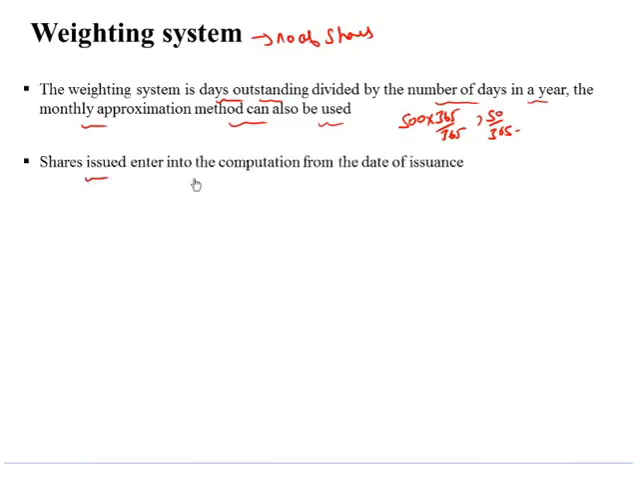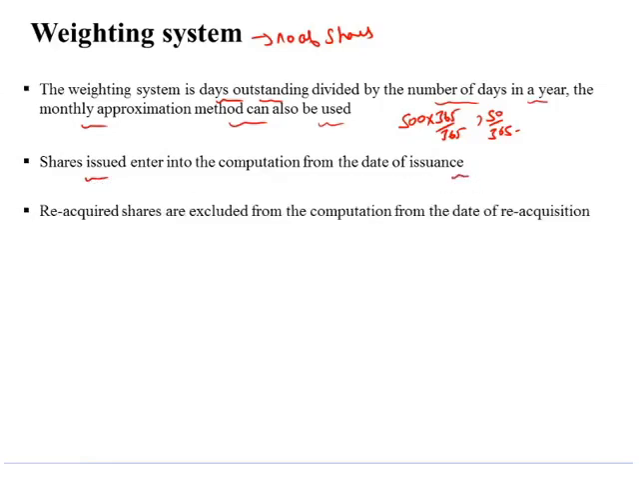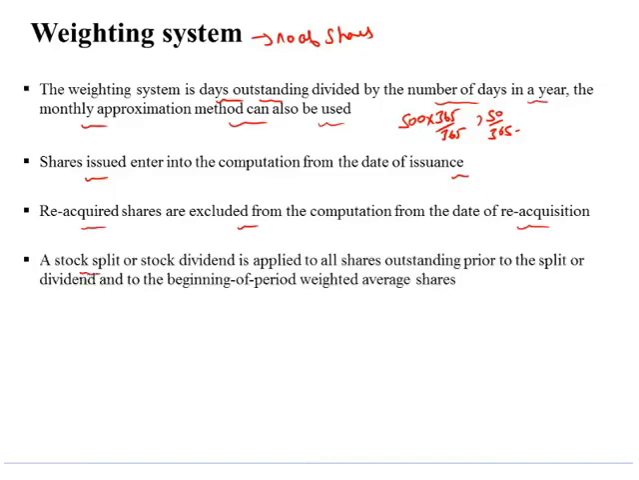New shares issued would enter into the computation from the date of issuance. Any shares that were reacquired will be excluded from the calculation from the date that they were reacquired. Please note, these are not stock splits or stock mergers or stock dividends. Any stock split or stock dividend will be applied immediately to all shares outstanding prior to the split or the dividend, including the beginning of period weighted average shares.